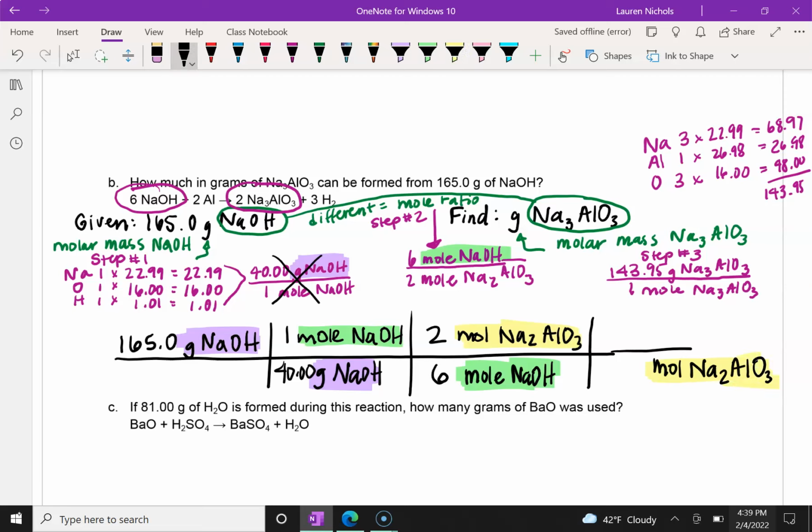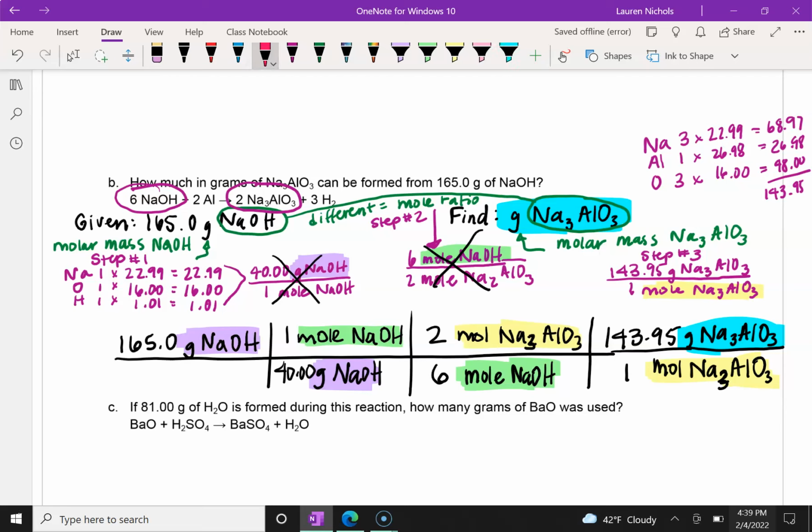Now, again, we've already used our mole ratio, so we can't use it. That only leaves us with one option left, and it has moles of sodium aluminate at the bottom, which I realized somewhere along the line I put a 2 instead of a 3, but that should be a 3. So we'll put our 1 mole of sodium aluminate there and 143.95 grams of sodium aluminate at the top. And because these grams of sodium aluminate match what we're trying to find, we know that we can stop and put it in our calculator.